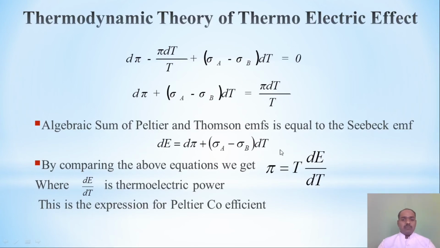This expression we have got from looking at the left hand side and right hand side of this equation. Both are equal to each other. Therefore, dE is equal to pi dT by T. If we rearrange for pi, we will get pi is equal to T dE by dT. This is the expression for Peltier coefficient.